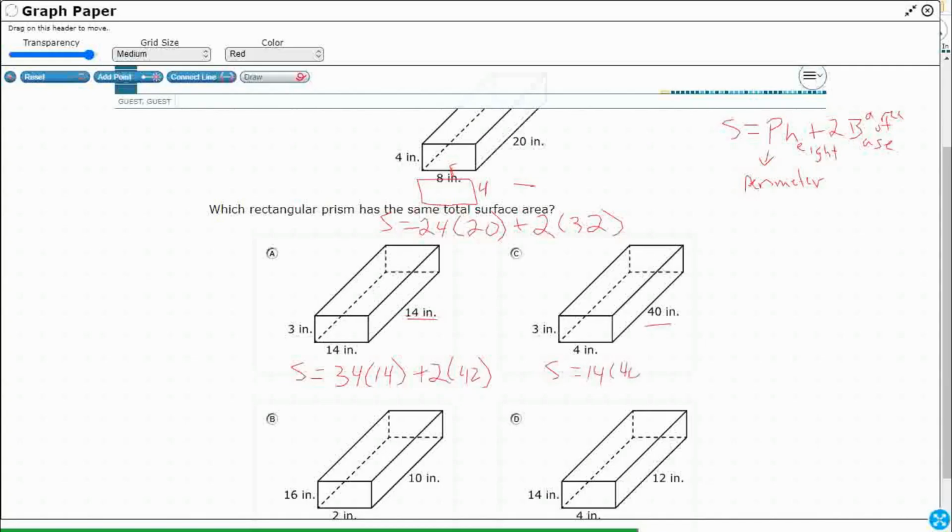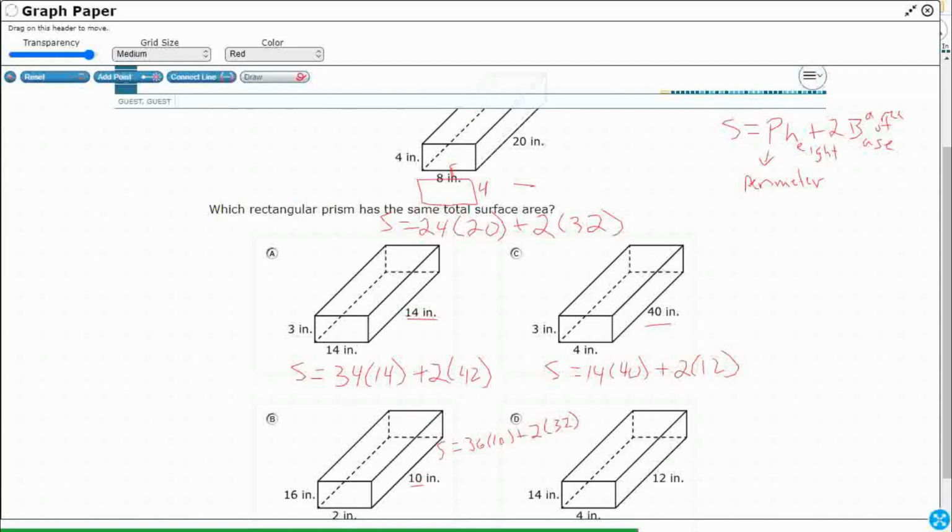That's 40, plus 2 times the area of the base. 3 times 4 is 12. Right now we need to do the same thing over here. So we're going to do the S equals. The perimeter is going to be 16 plus 2 is 18. Double that. It's going to be 36 times the height, 10, plus 2 times, and then my base is going to be that 32. That's 16 times 2.